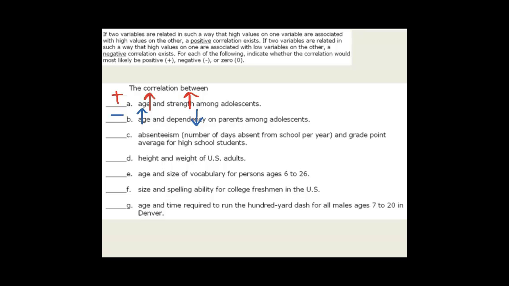For C, the relationship is also likely negative, because as the number of days missed increases, the student's grades would likely decrease. For D, the relationship is likely positive, because as age increases, so would the size of a person's vocabulary. Size and spelling ability for college freshmen. Well, there shouldn't be any relationship between these two variables because a person's size has nothing to do with his or her ability to spell. Thus, I'd predict a correlation of 0 for these variables. G is kind of tricky. As age increases, the amount of time it takes to complete the race should decrease, making this a negative relationship.